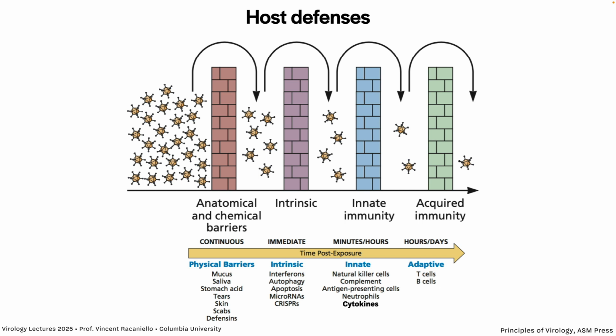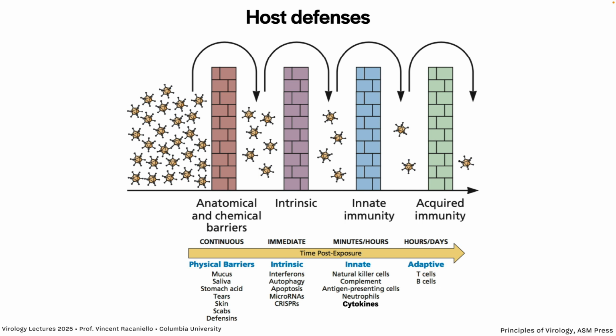Then we have intrinsic defenses, which are also around all the time. They're available immediately, and we'll talk about those. They include interferons, autophagy, apoptosis, microRNAs, and CRISPRs. Then we have the innate immune system, which needs from minutes to hours to get activated once a pathogen is in. This includes natural killer cells, complement, antigen-presenting cells, neutrophils, and cytokines. And then adaptive immunity, which we'll talk about next time, comprising B and T cells, and memory.